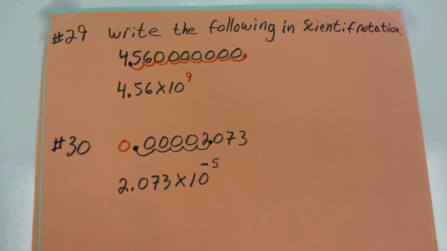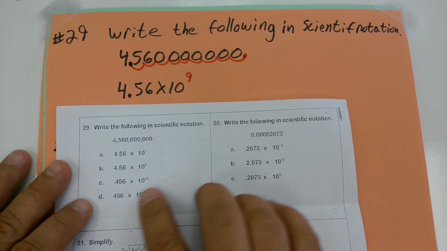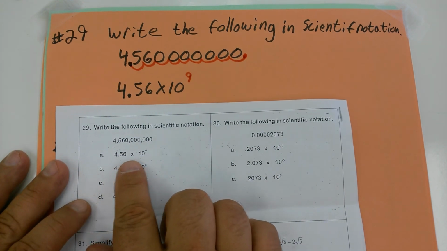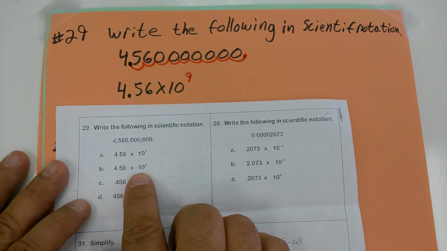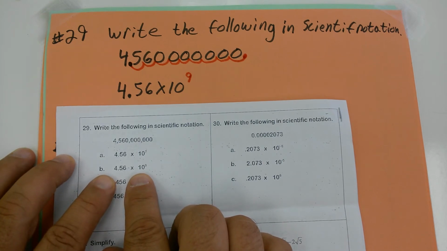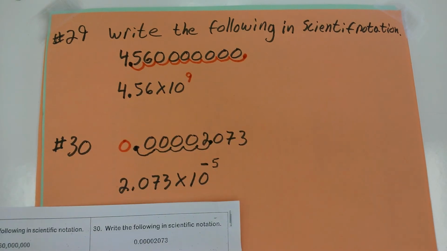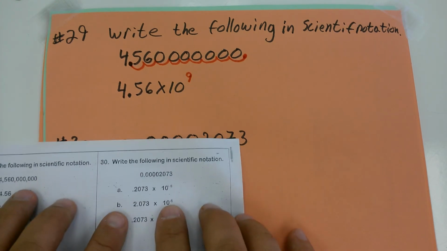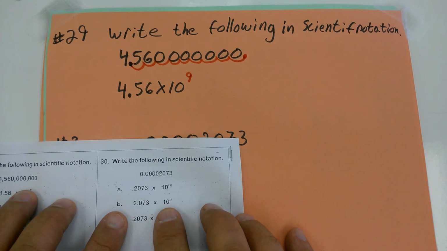The answer choices from the PERT practice test are number 29 and number 30. Number 29, it should be 4.56 times 10 to the 9th. So that's going to give me choice B. And for number 30, it's 2.073 times 10 to the negative 5th. That should be choice B.